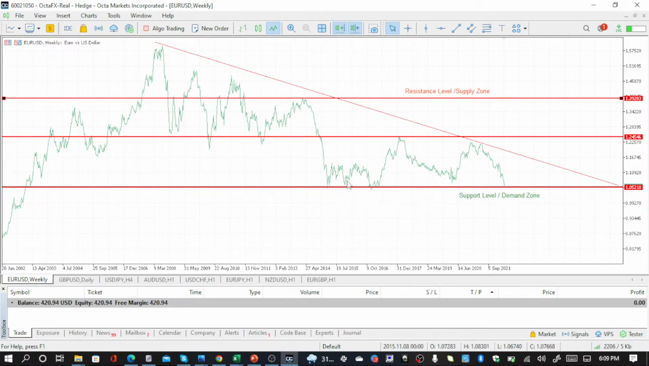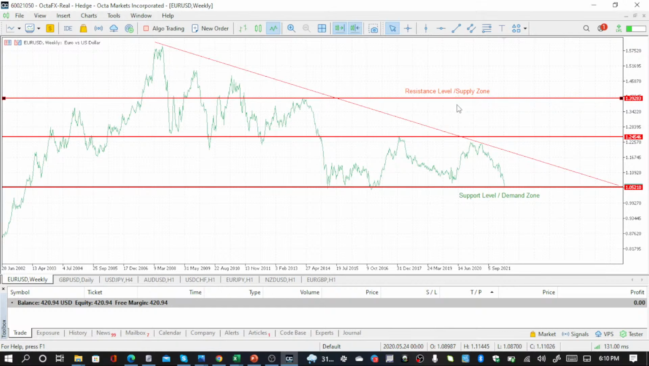If you can see a consistent footprint here, though these demand zones can get weaker as price keeps touching them consistently. Now, this level here, where you see the resistance level or the supply zone, is the level where sellers are willing to sell. People who have bought prior to this level are now willing to sell off their position at this supply zone.